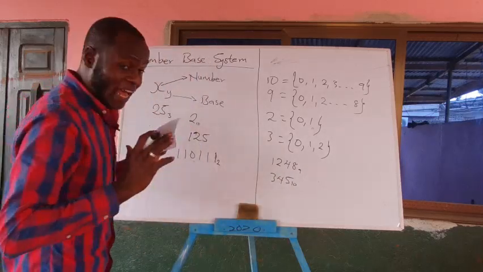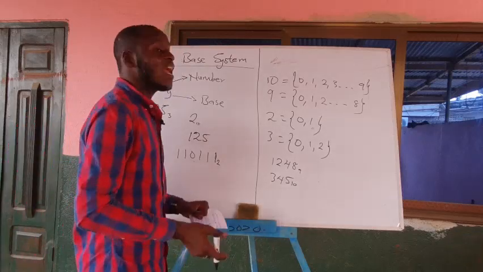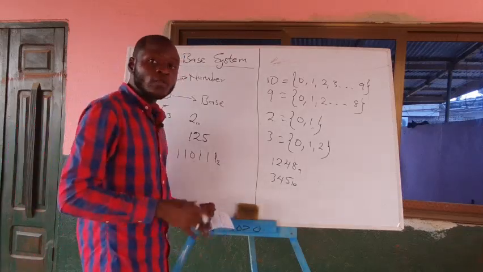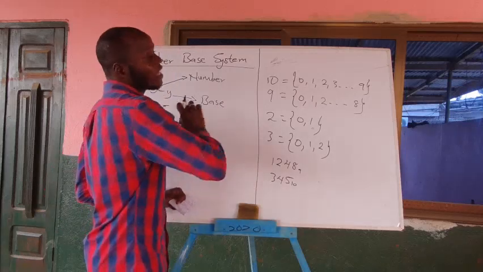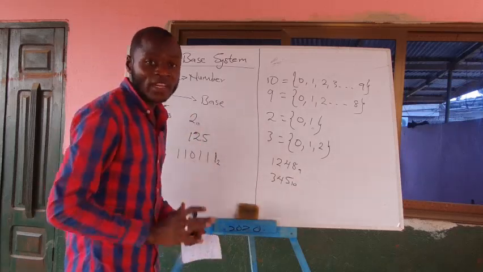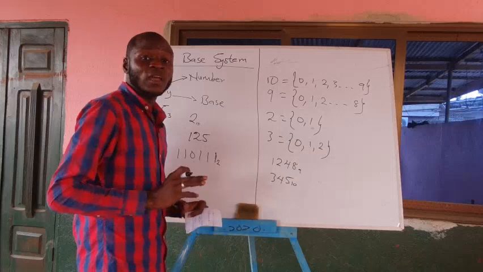So the point I'm trying to make is, for any number which is given to you in a certain base, the digits will never exceed the base itself.